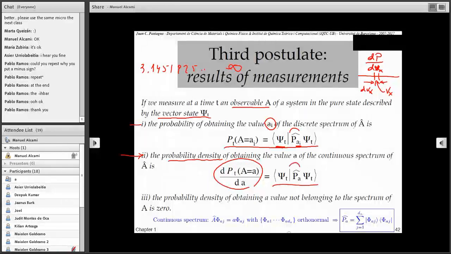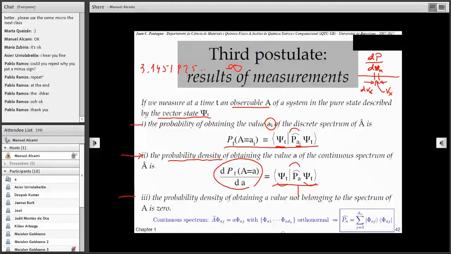It's given by taking the projector onto the eigenspace corresponding to this value, applying it to the state vector and multiplying on the left-hand side by the state vector. And the probability of obtaining any value not belonging to the spectrum is zero. So we have the recipe for predicting probabilities. As we have already said, quantum mechanics is indeterministic, and so the postulates allow in general to obtain probabilities for the result of measurements, but in general, except for special cases, not certainties.